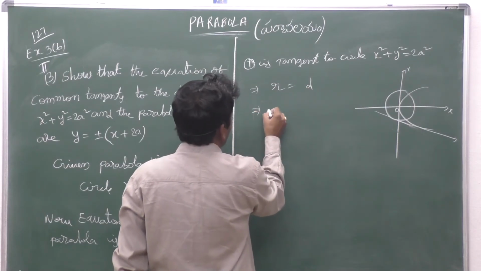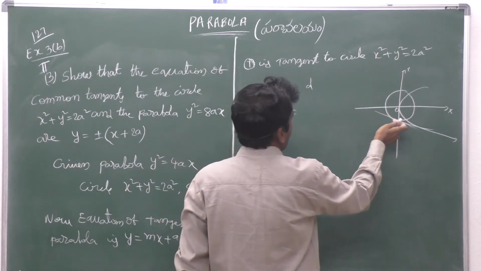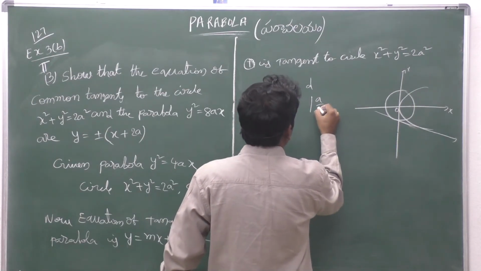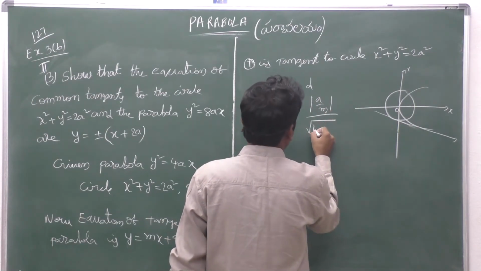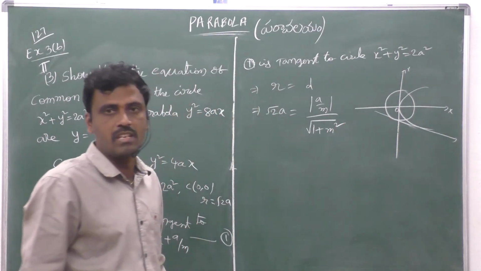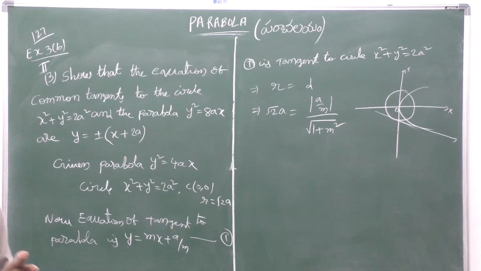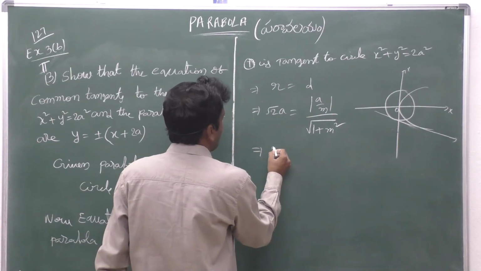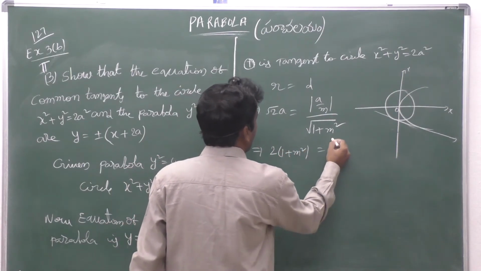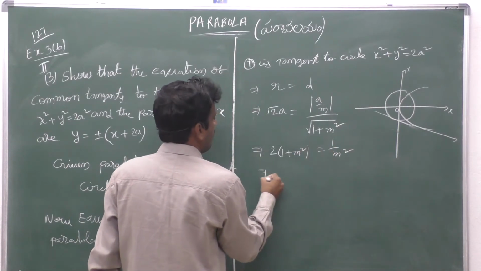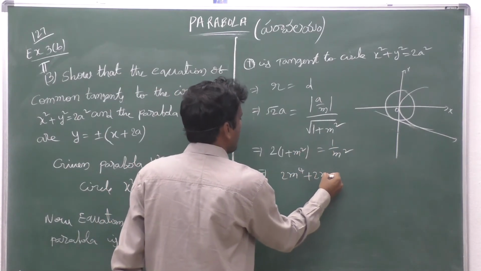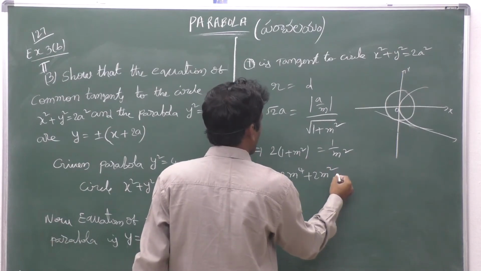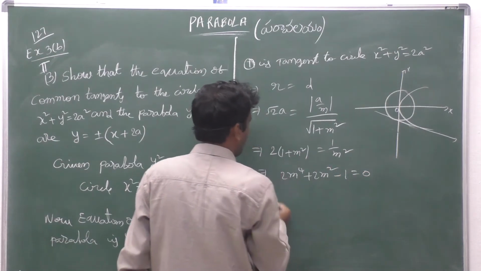R is the radius, root 2a. D means the perpendicular distance from the center, mod c by root of a square plus m square, because perpendicular distance from origin to line is mod c by root of a square plus b square. A cancel, cross multiplication and squaring, we get 1 by m square, that is 2m power 4 plus 2m square minus 1 equal to 0.